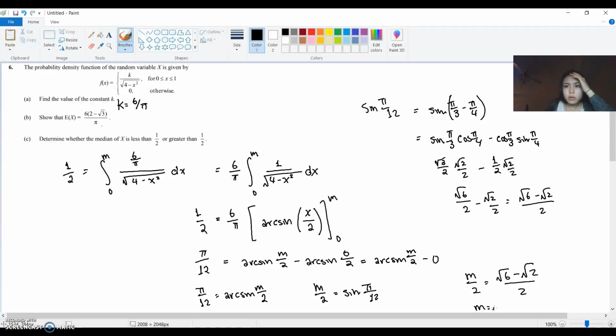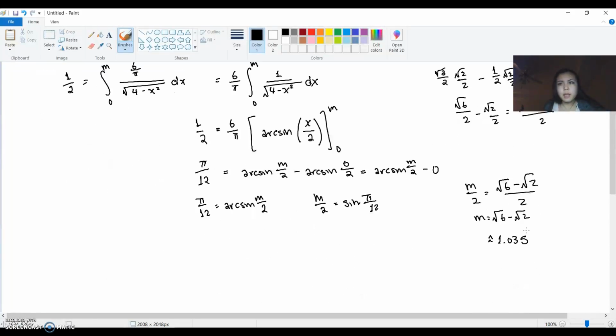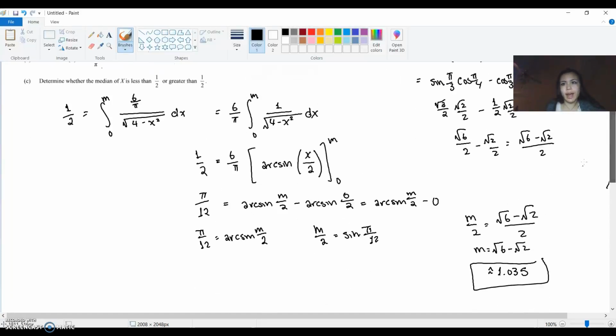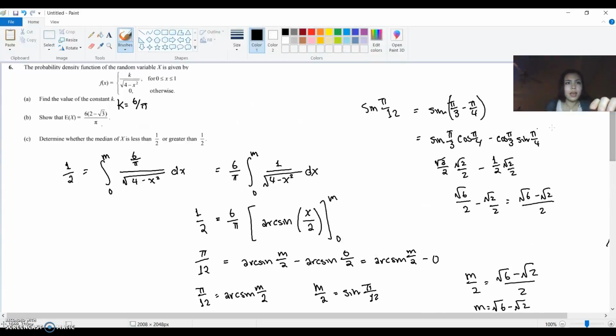So m equals root 6 minus root 2 over 2. Okay, and once I plugged that into the calculator, which I did behind the scenes here, I got 1.035, and that is greater than 1/2. Therefore, m is greater than 1/2. Alright, that's the median of x is greater than 1/2. Finally done with this question.